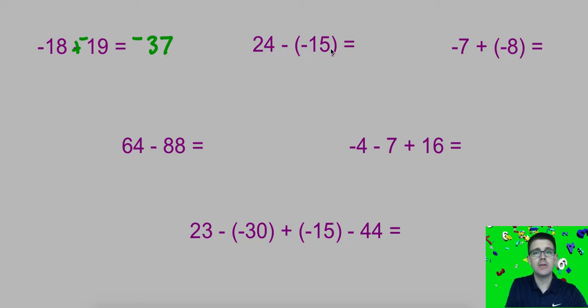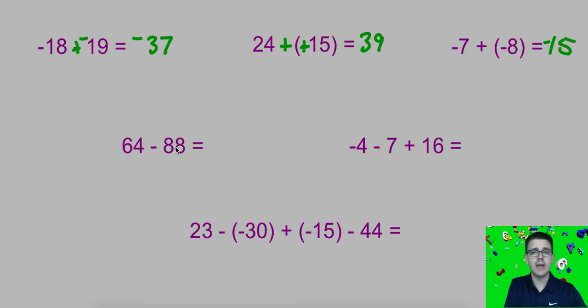24 minus negative 15. First number stays the same. Subtraction becomes addition. And I switch the sign on the second number. Instead of negative, it becomes positive. Here they have the same sign, so I'm just going to add them together and keep the sign. Notice the next one. It's addition, so don't change anything. Just leave it alone and go ahead and add. Negative 7 plus negative 8, same signs, add and keep my sign.